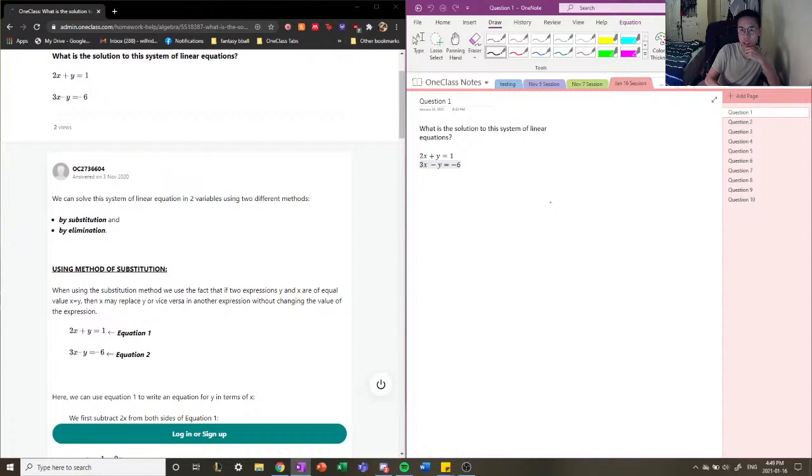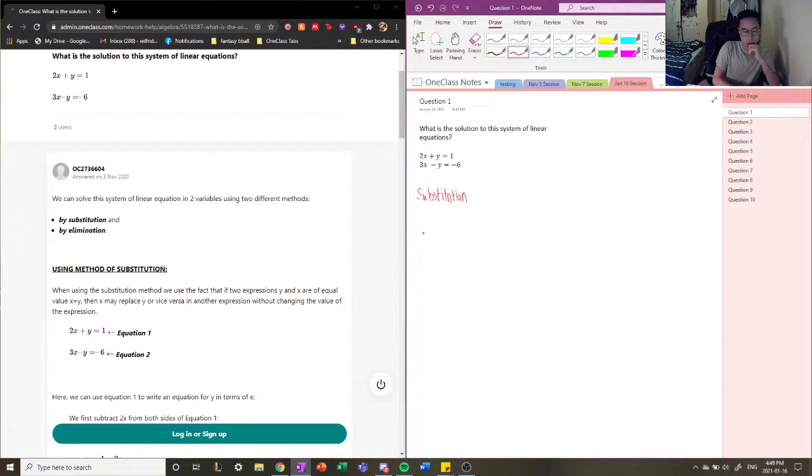Okay, so for the substitution solution, we basically want to sub one of the linear equations into another. And how we're going to do that is, for one of the linear equations, we're going to isolate for the variable y or x. Really depends on how you feel, but we're going to isolate for the variable y. Okay, so let's first do substitution here.